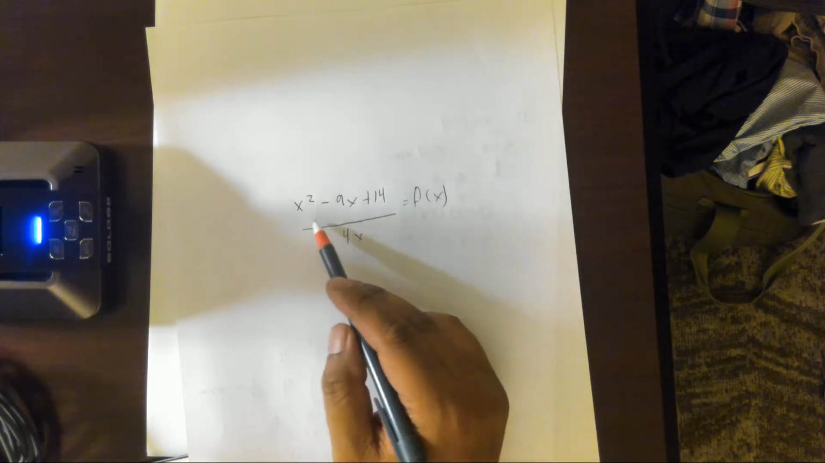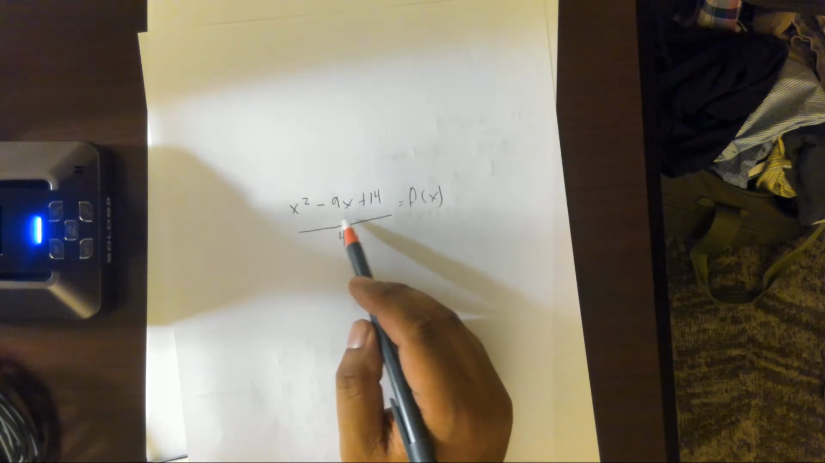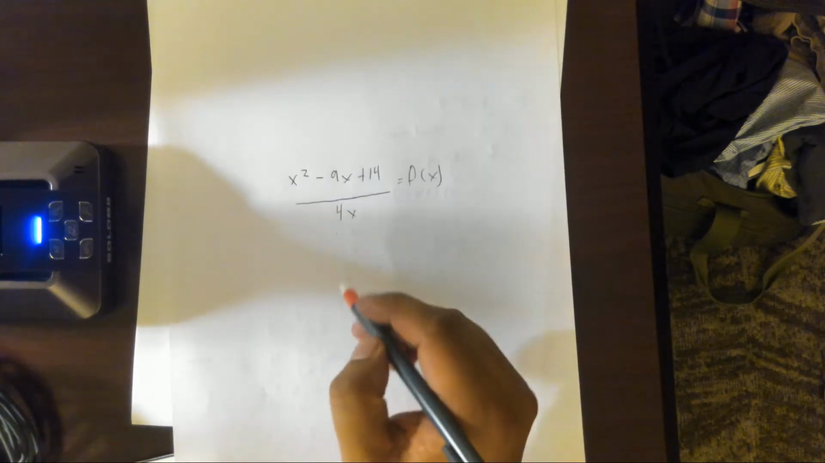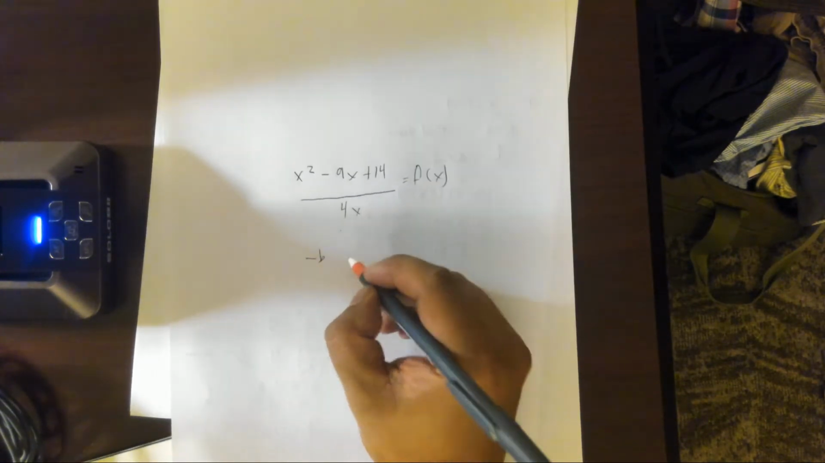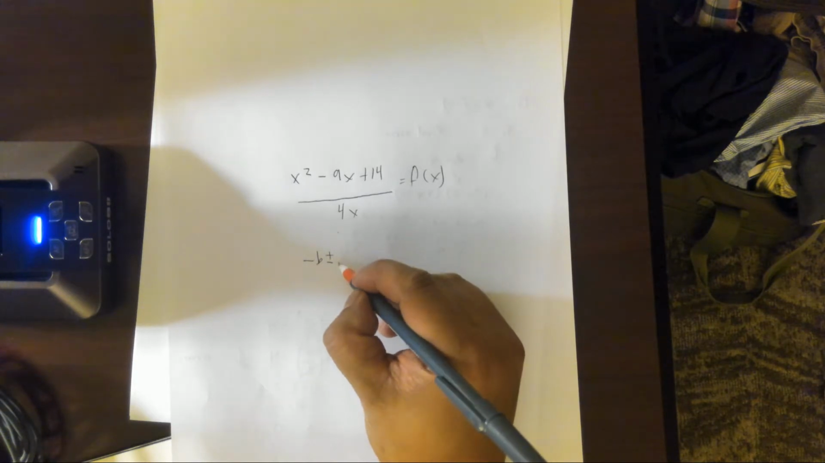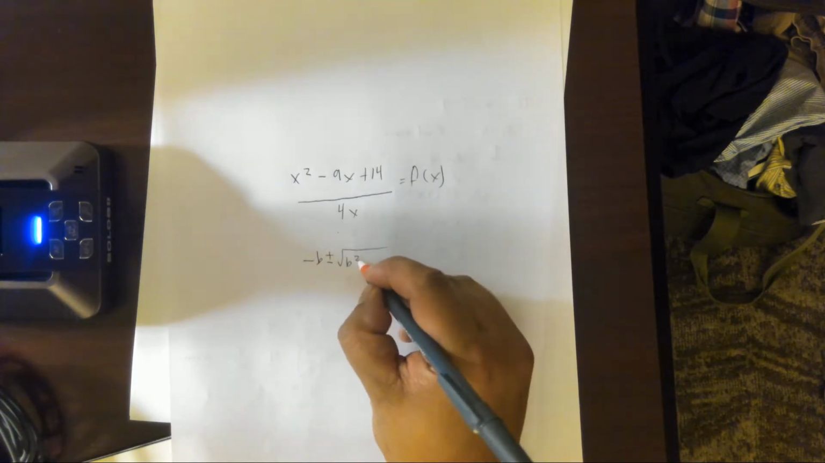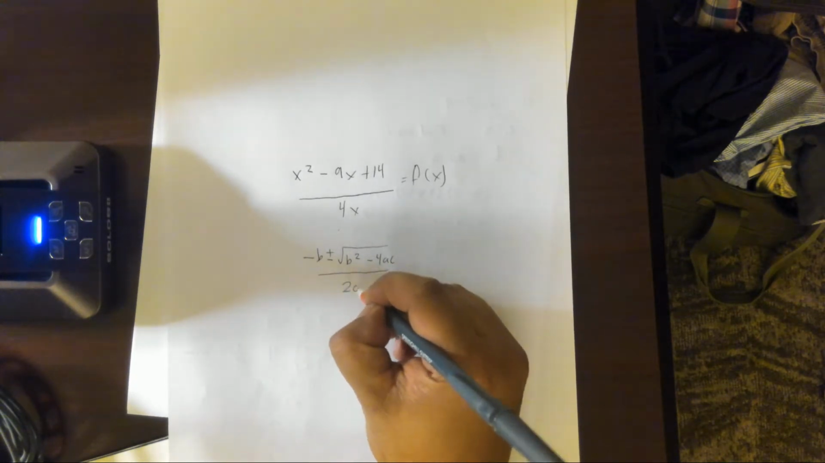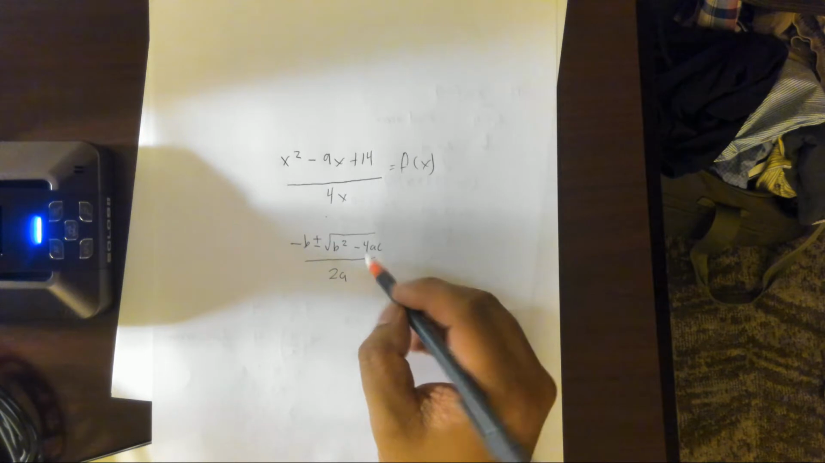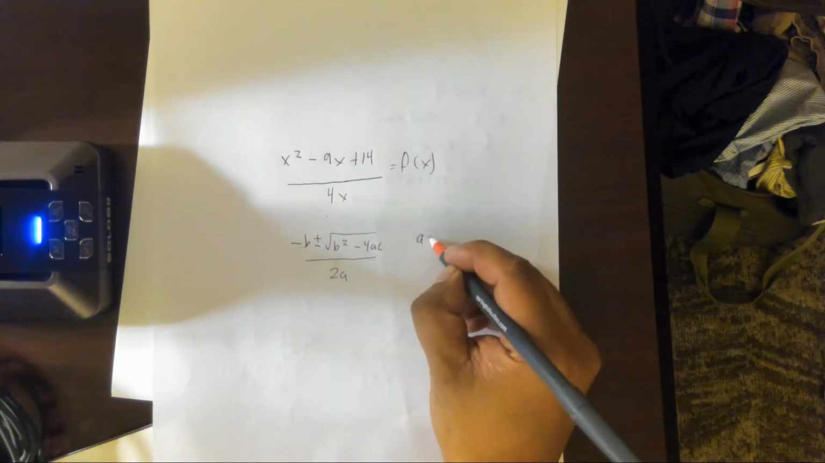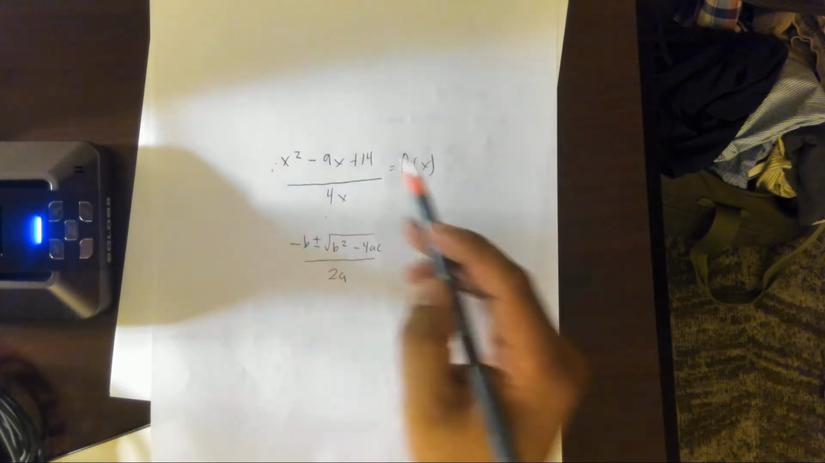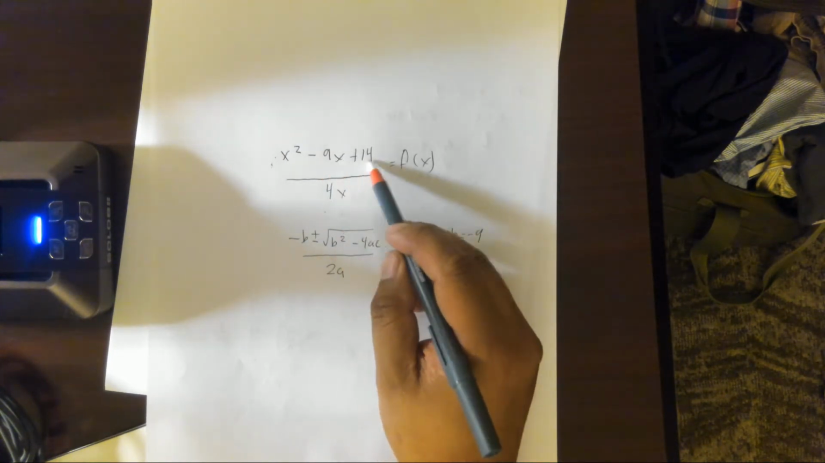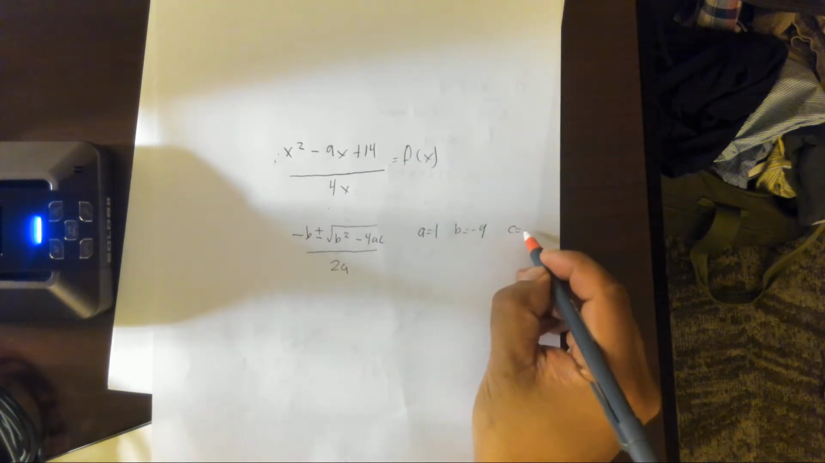Well, I can't factor this off the top of my head. So I'm going to use the quadratic formula: negative b plus or minus the square root of b squared minus 4ac, all over 2a. So a equals 1 because there's a 1 in here, b equals negative 9, and c equals 14.